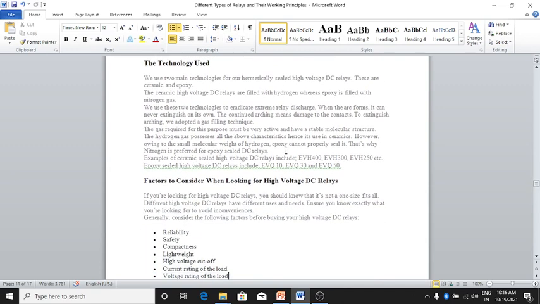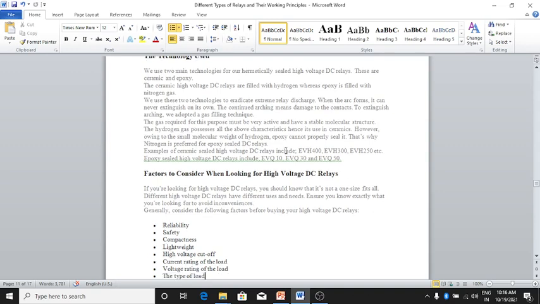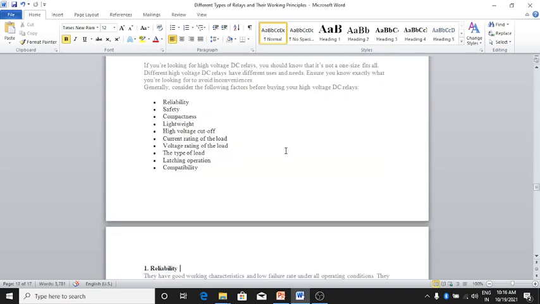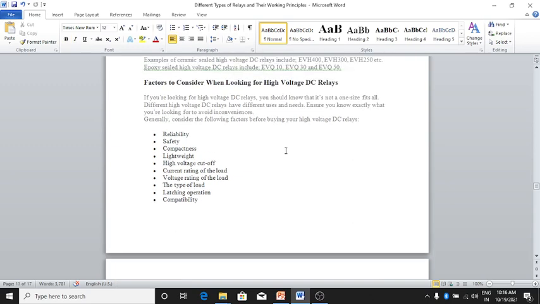Up to this point we have studied the types of mechanical relay. In that we studied the working principle, their uses, rating, and which values should be there for current and voltage. Now, factors to consider when looking for a high voltage relay. When we have to purchase a high voltage DC relay, which factors or quantities must be considered? We see this one by one.